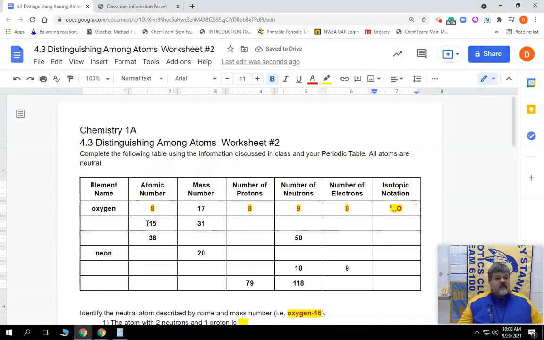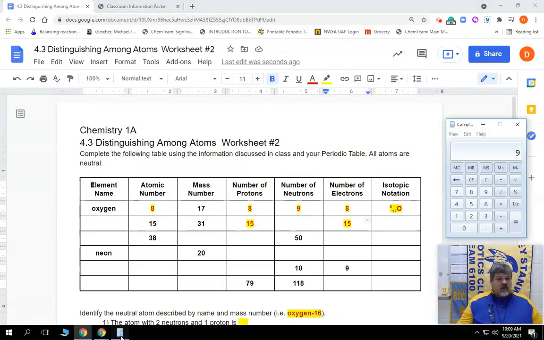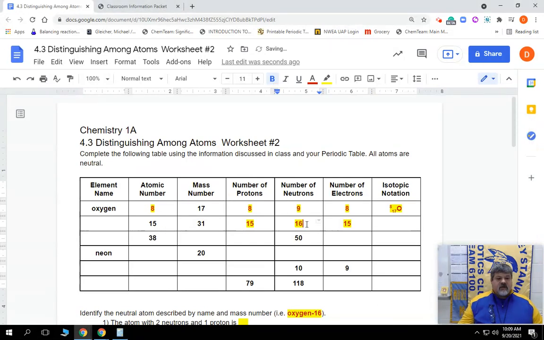We have atomic number of 15, which is the same as the number of protons, so I can put the number of protons, 15, there, which is the same as the number of electrons, and we'll put 15 there. Now I got to subtract the 2 right here to get my number of neutrons. So we're going to bring back up our calculator, and we're going to take 31, and subtract 15 from that, and that's going to equal 16. And so we're going to put 16 right there.